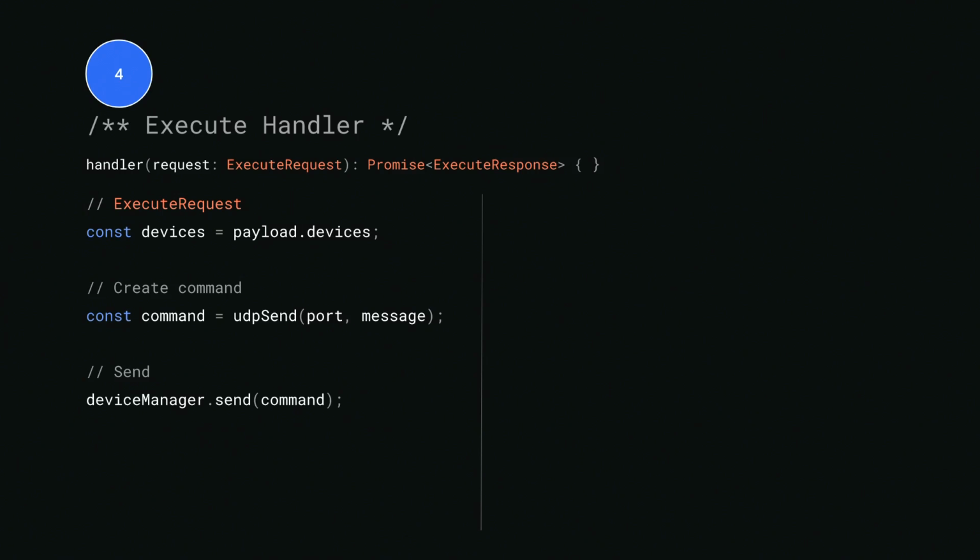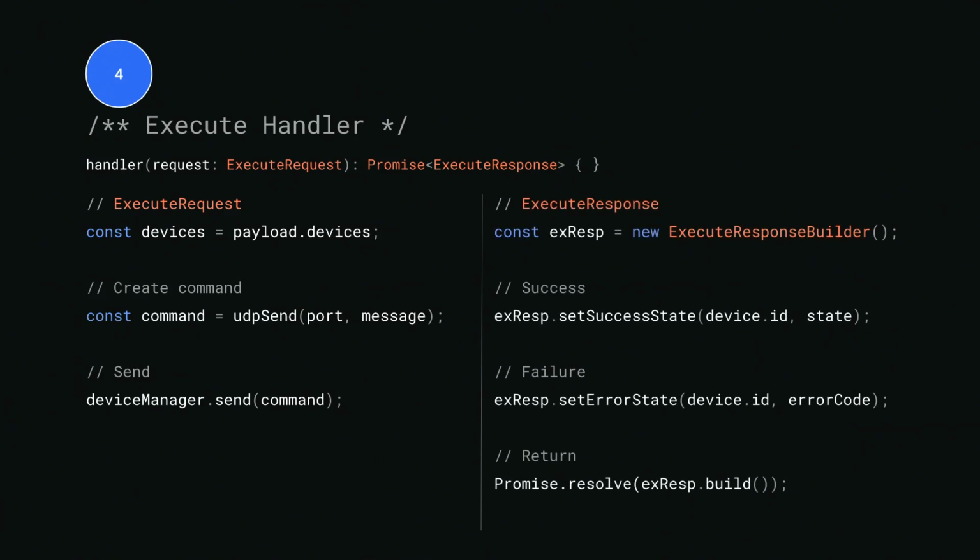The key information to look for in the execute request object is the list of devices that the user wanted to control, and the command and the control that the user really wanted. Could be on, off, brightness, whatever. So your app is going to create a command for each one of those devices, or a series of commands actually, and then use the device manager send API to communicate with the device.